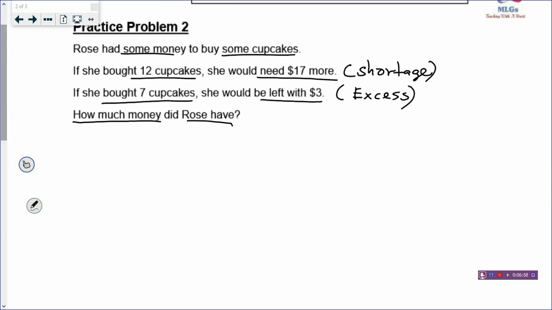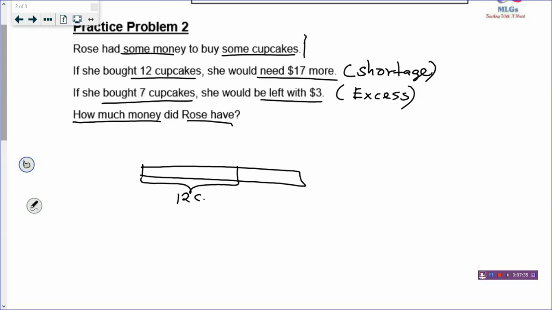Alright, so let's draw the model, and every time you draw your model, you always start from the first sentence. We usually don't draw backwards, even though you can, because drawing backwards is harder, right? So we always draw forward. So let's draw the first sentence, and if you're going to draw a parts whole model, then the first sentence usually you can always draw something, which is the money that Rose had. And that is your first sentence. If she bought 12 cupcakes, she will need $17 more. So take part of this rectangle, cut it, which is part of the money to buy 12 cupcakes.